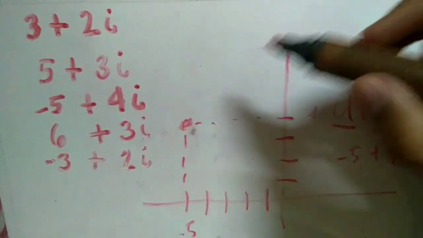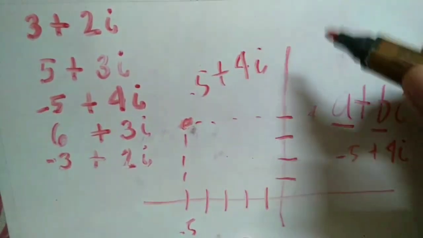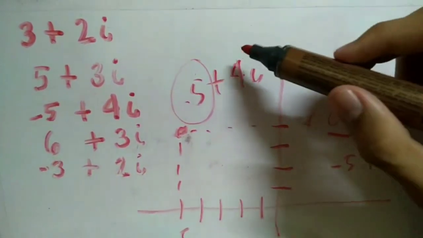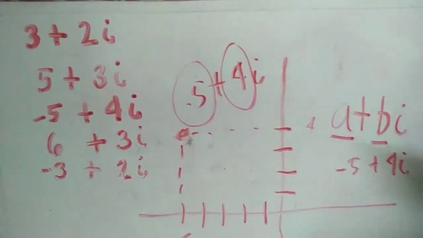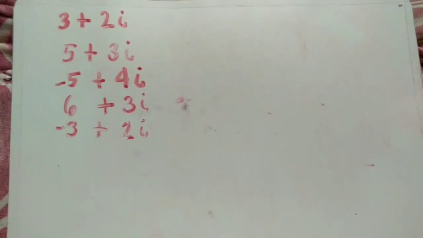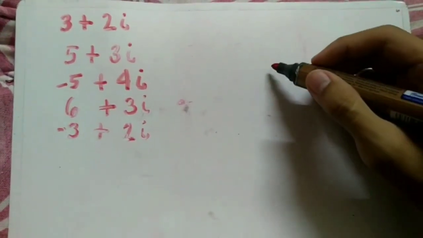So this is our point of negative 5 plus 4i. The real part is negative 5 and the imaginary part is 4. So on to our fourth example. Let's try 6 plus 3i.